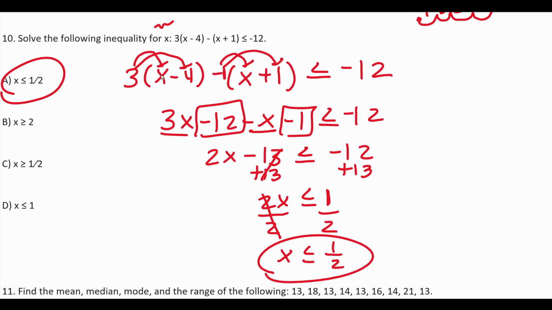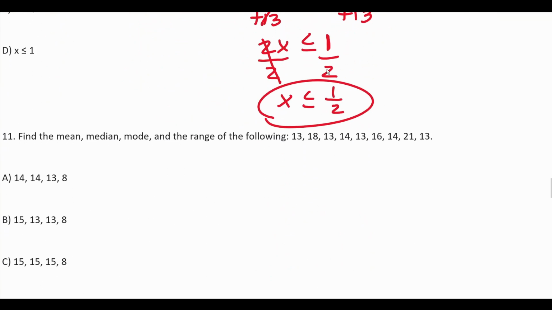Again, if you're adding and subtracting across the inequality sign, no worries. If you're multiplying and dividing by a negative on just one side of the inequality sign, no worries. But as soon as you divide or multiply by a negative across the inequality sign, that's when you have to flip its direction.